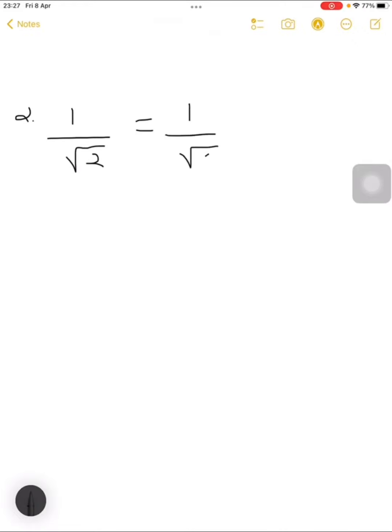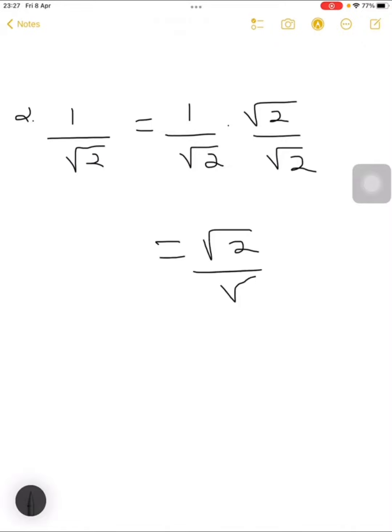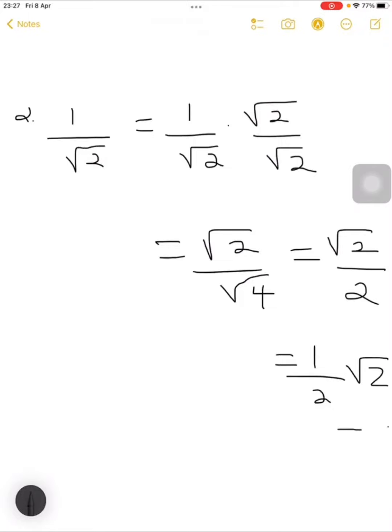Example number 2. You have 1 all over root 2. This is still just one term, so it's just the same way. 1 all over root 2 multiplied by root 2 all over root 2. And this is the same as root 2 all over root 4. This is equals to root 2 all over 2. The square root of 4 is 2, and therefore the answer is 1 over 2 root 2.